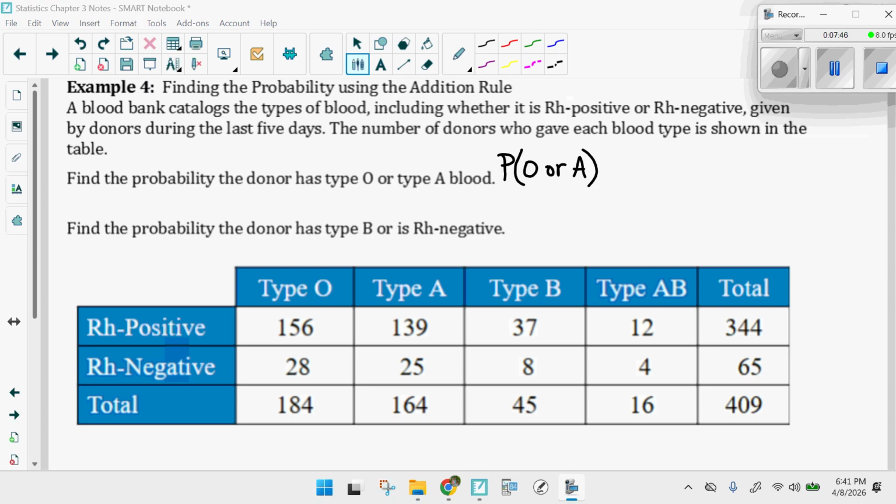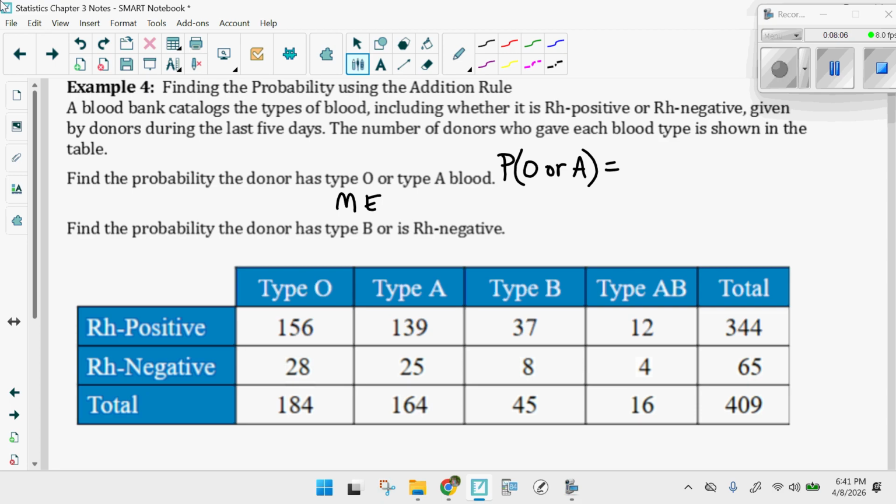Lastly, a blood bank catalogs the types of blood, including whether they're Rh positive or Rh negative, given by donors during the last 5 days. The number of donors who gave each type of blood is shown in the table. And this is another two-way table. Find the probability the donor has type O or type A. In this situation, it would be mutually exclusive. There's no one person that can have both O and A.